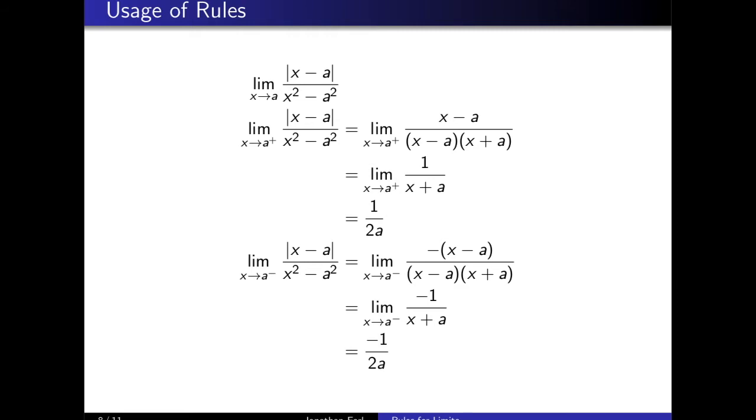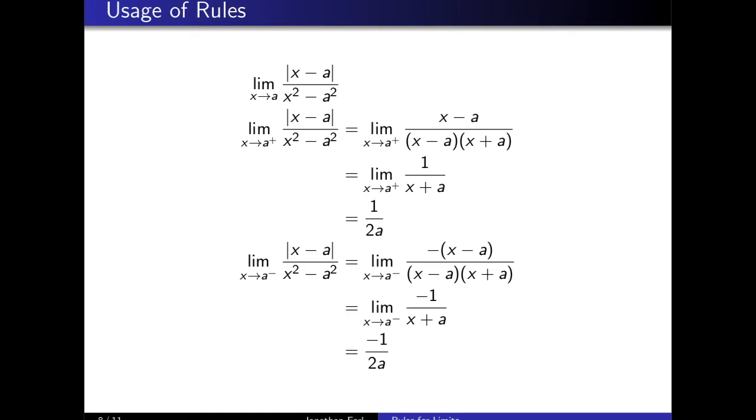Okay, but then the left side limit, we're going to take x values that are less than a, and when we take something that is less than a and subtract away a, we get something negative. So we'll write the absolute value of x minus a as minus the quantity x minus a. Our denominator still factors as a sum and a difference, and we'll cancel off the x minus a factor in the numerator and denominator. And we're now left with the limit as x goes to a from the left of minus 1 over x plus a, which is going to be minus 1 over 2a, because again, in this case, we're looking at the limit of a rational function.